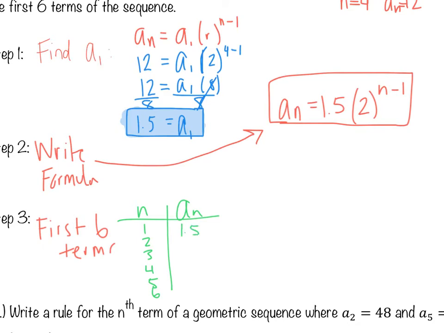So a couple ways you could do this. You could continue plugging them in. Plug in 2, plug in 3, plug in 4, plug in 5. Or, since you know that the common ratio is 2, that just means that everything's going to be multiplied by 2 every single time. So 1.5 times 2 is 3, times 2 is 6, times 2 is 12, times 2 is 24, times 2 is 48. And you can do it that way.